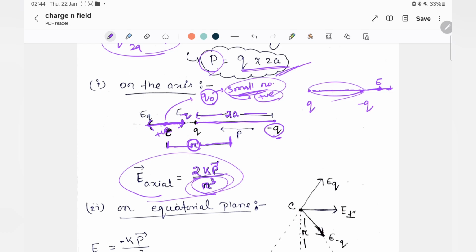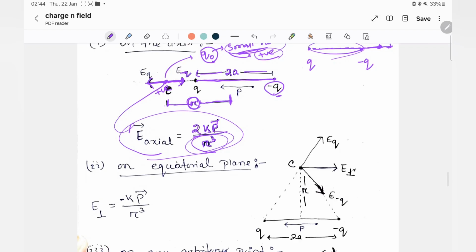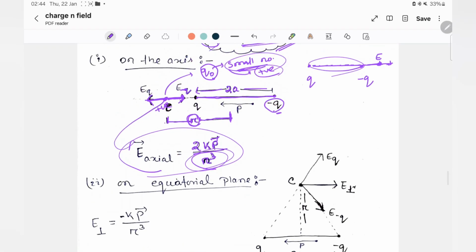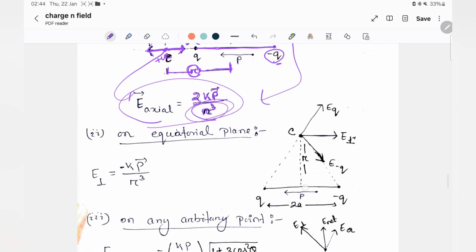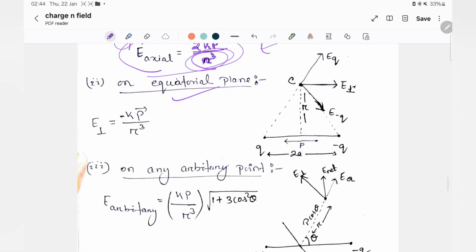Okay, so what is the net? It will be 2kp by rq. Now if you need a detailed explanation of this, you can comment below. I will explain it in later videos. Okay, so in the equatorial plane, what is the formula? It is minus kp by rq.